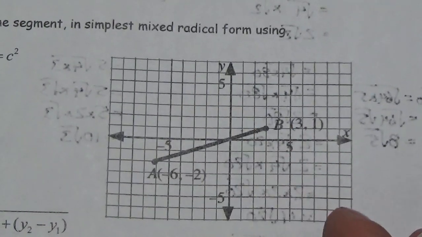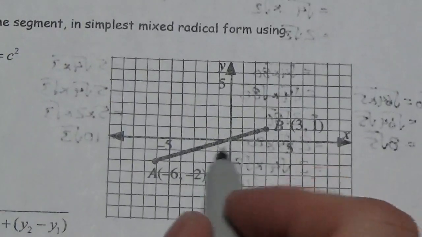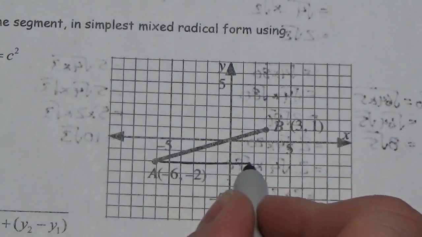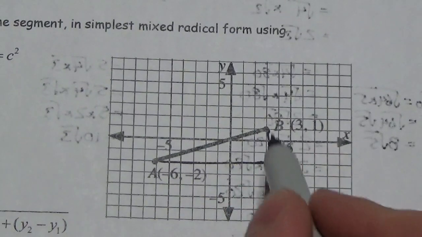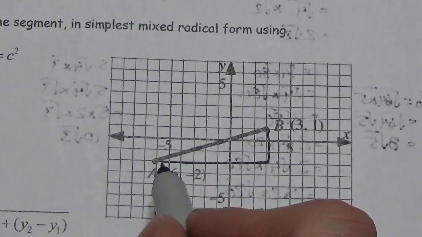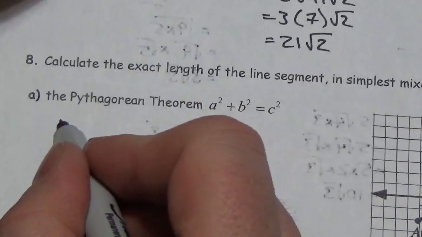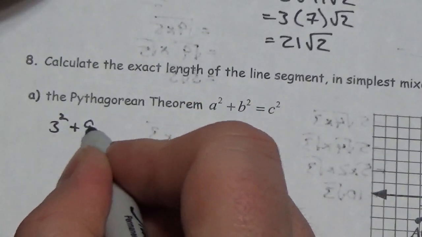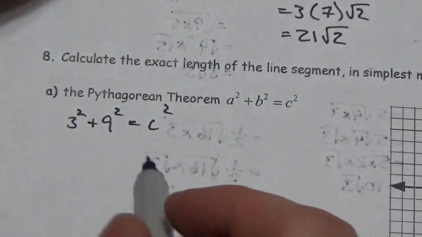But anyway, when you take a look at this line segment, we're trying to figure out that right here. That's our C. If you look at the triangle that's formed here, this side length is 3, and this is 1, 2, 3, 4, 5, 6, 7, 8, 9. So by the Pythagorean theorem, that's going to be 3 squared plus 9 squared equals C squared. That's what I'm looking for.